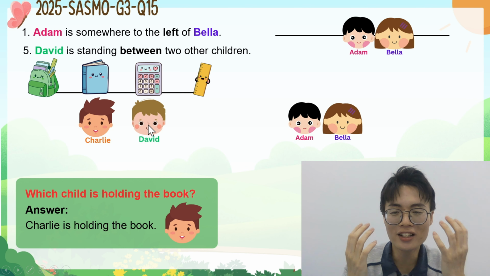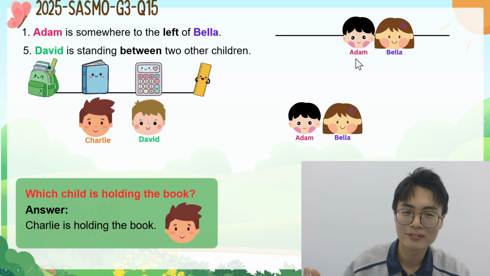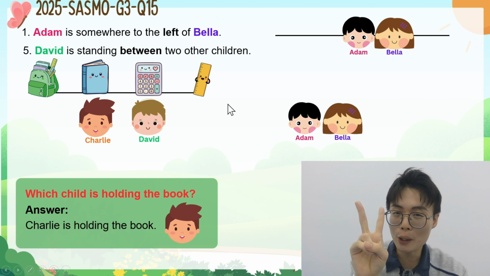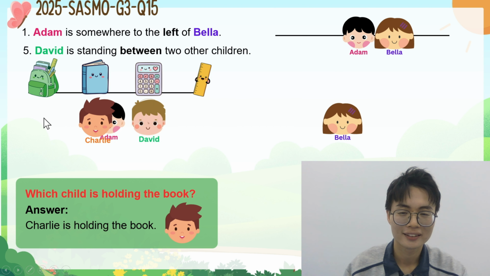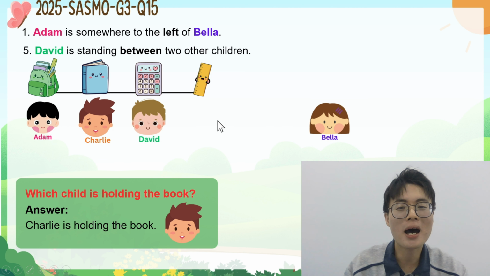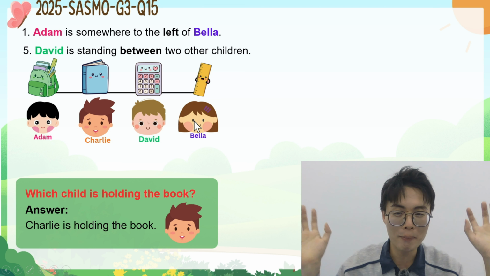So now we already determined 2 children's positions. So Adam must hold what item? Since Adam must be on the left side of Bella and only 2 positions left, Adam must hold the backpack here. And how about Bella? She must hold the ruler. Congratulations! We already solved all of the positions.